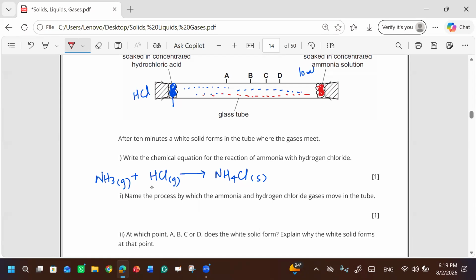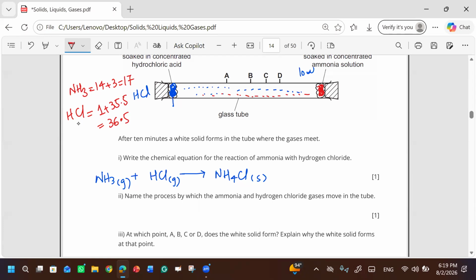If we talk about HCl and ammonia, can you tell me the molar mass of ammonia? Ammonia is NH3. Nitrogen is 14, and three hydrogens, so ammonia is 17. Similarly, for HCl, hydrogen is 1 plus chlorine is 35.5, so this will be 36.5. Which one is heavier? HCl, 36.5. HCl is heavier. Remember this.